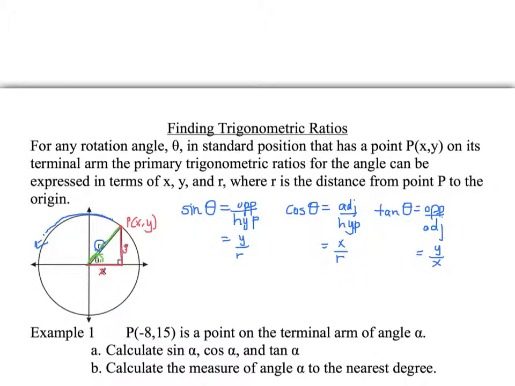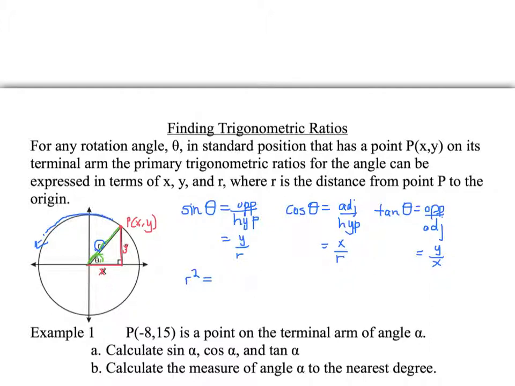Now, if we're going to apply these formulas to find exact values for sine, cosine, and tangent of this angle, we're going to need to find a way to find the value of r. So if we knew the location of point P, that would help us because r, of course, is the hypotenuse of this right angle triangle. So the Pythagorean theorem is going to come in handy in this lesson and in your follow-up questions.